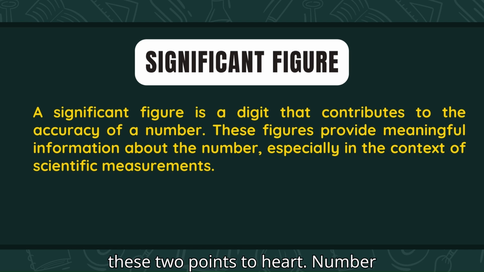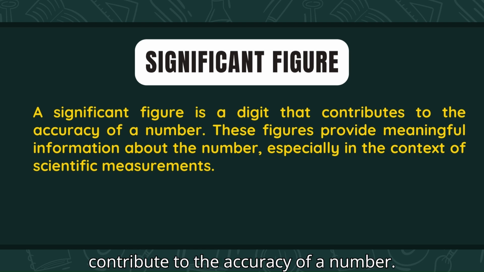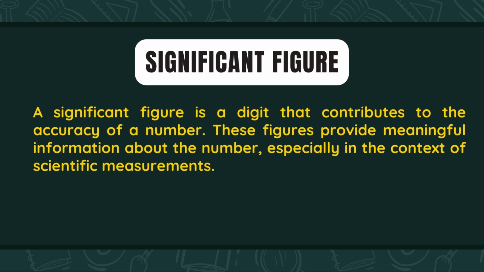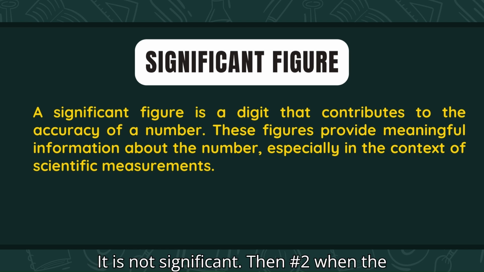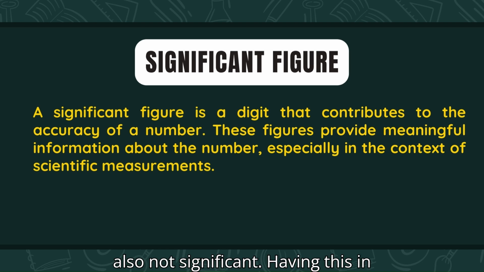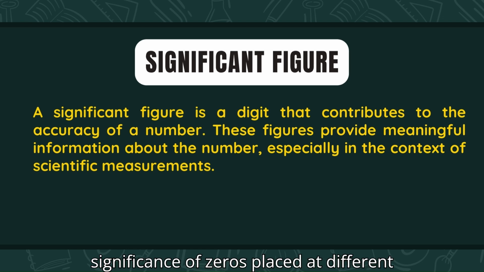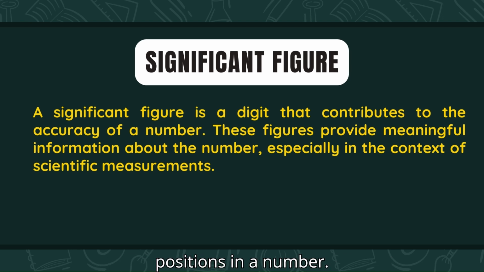Now, you have to take these 2 points to heart. Number one is when a figure does not contribute to the accuracy of a number, it is not significant. Then number two, when a figure does not provide meaningful information about a number, it is also not significant. Having this in mind, let's proceed to knowing the significance of zeros placed at different positions in a number.